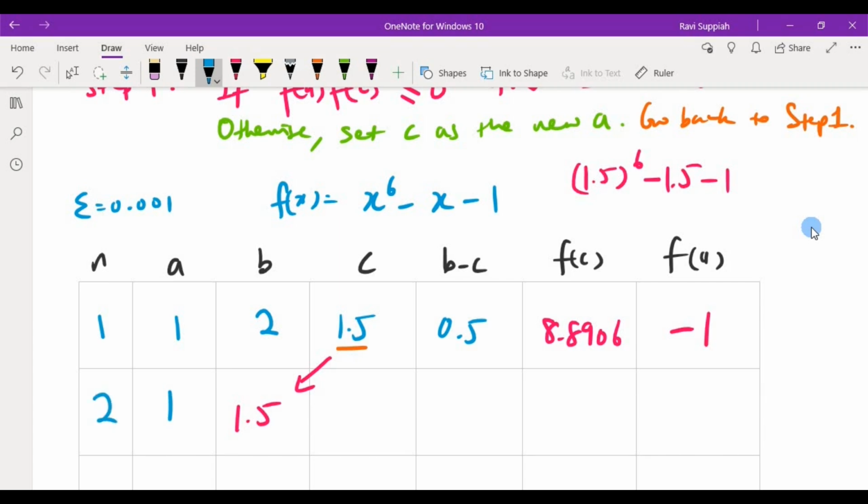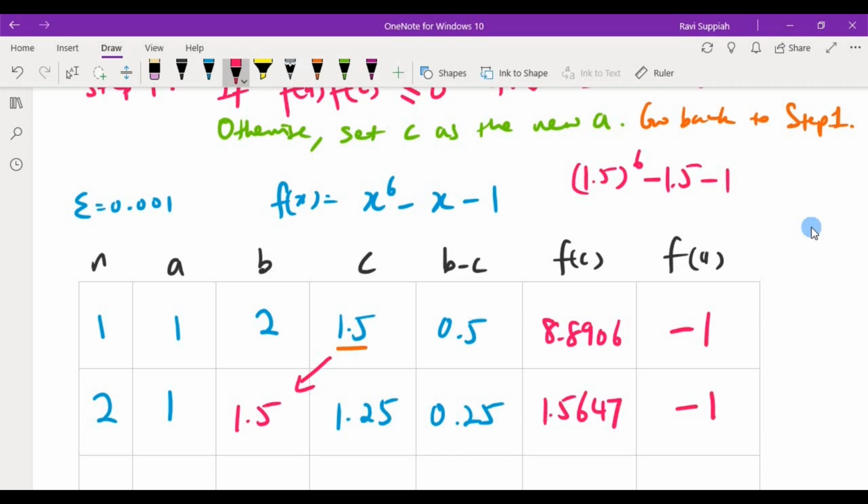And the new C is A plus B divided by 2. So 1 plus 1.5 is 2.5, divided by 2 is 1.25. And now B minus C, I will get a value of 0.25. And now FC, I take 1.25 and put inside this expression here for x, and I will get an answer of 1.5647. And FA, since A is unchanged, the current FA will still be the old FA, which is minus 1.